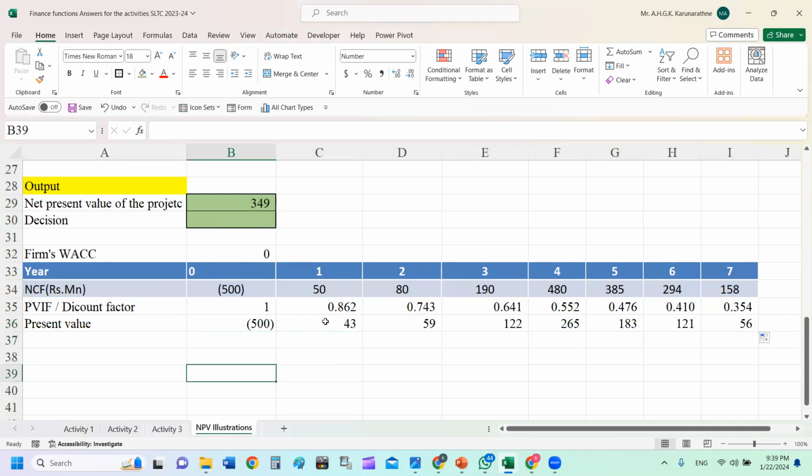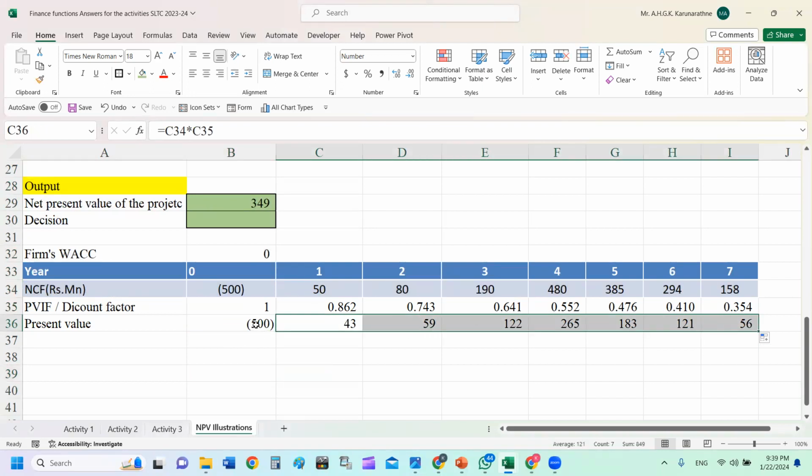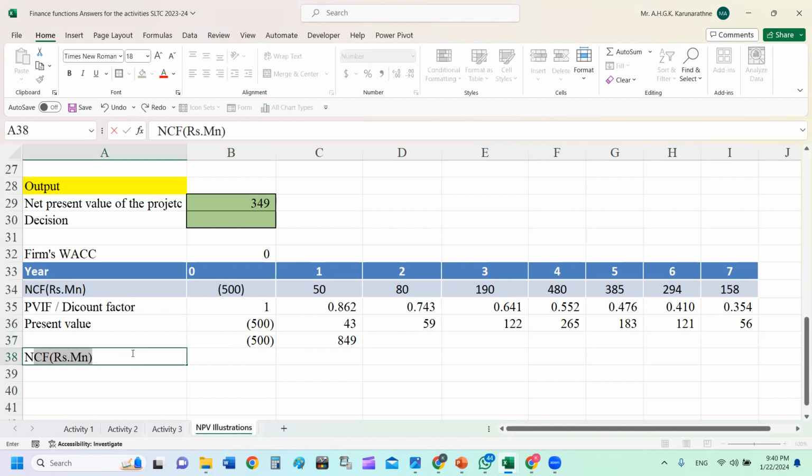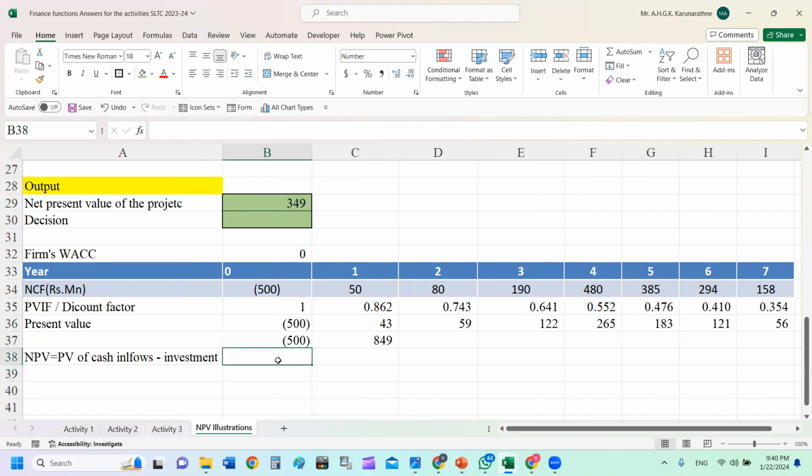Net present value is the difference between the sum of the present value of future cash inflows and the initial cash outflow. So NPV equals the present value of future cash inflows minus the initial investment. The initial investment is already in minus form, so I add it. You can see the same answer we got.